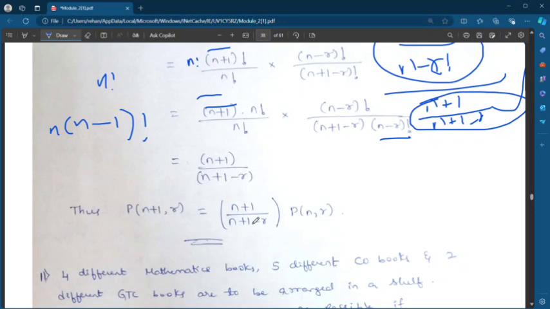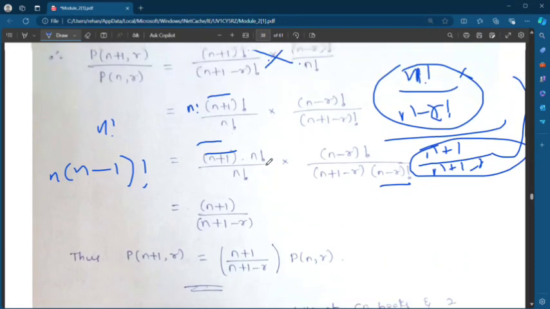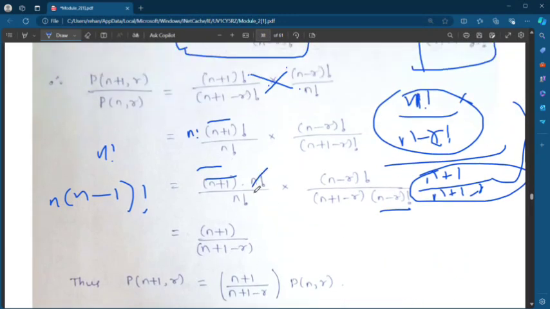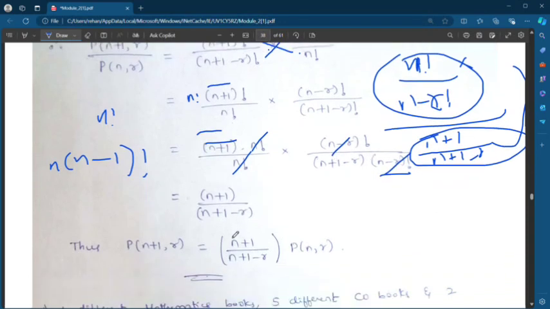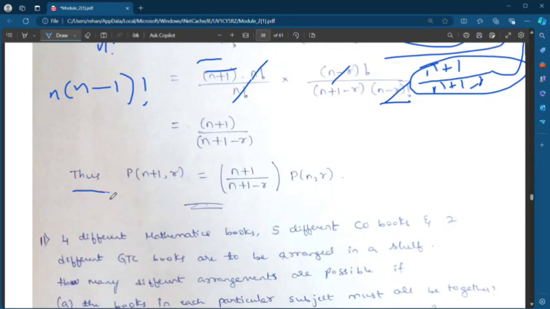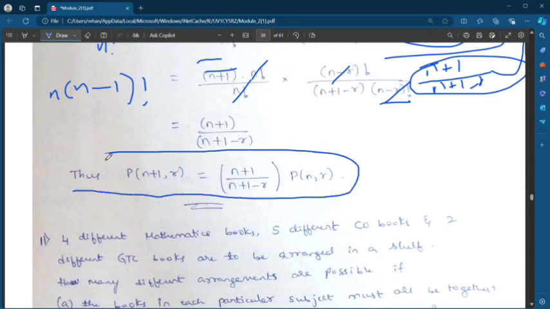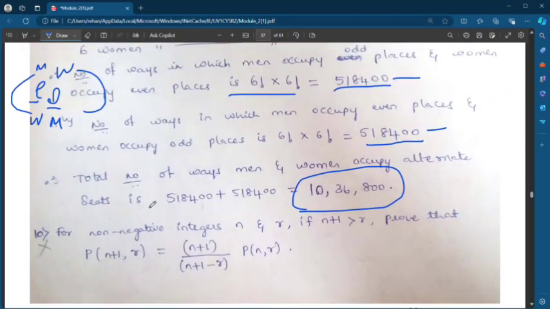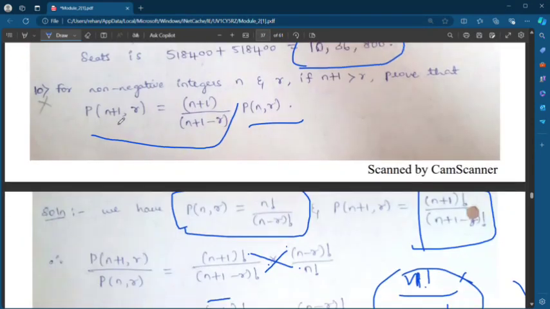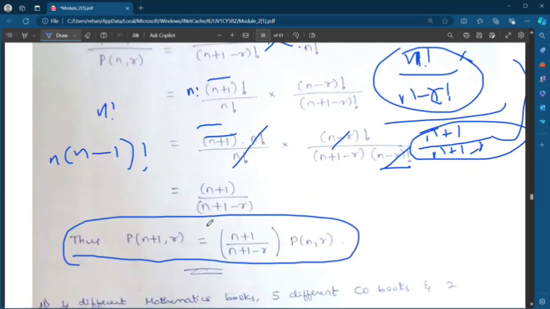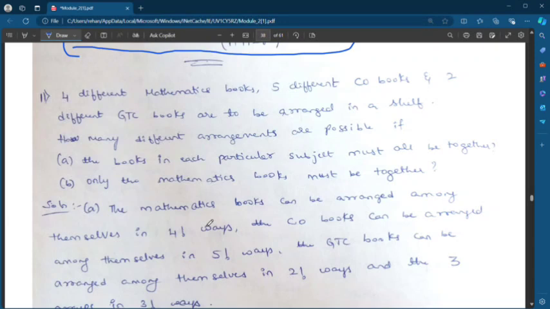Now here what did they do? Directly you can see, I have n factorial cancel, and I have (n minus r) factorial, (n minus r) factorial cancel. So remaining is (n plus 1) divided by (n plus 1 minus r). Thus, this is equal to this. This is very simple, right? From the given question, this is there, and we know this formula. You just have to divide this by this, and you will get the answer.